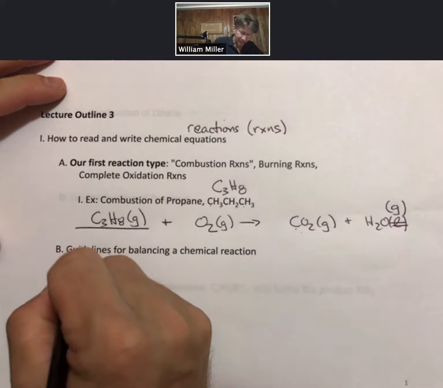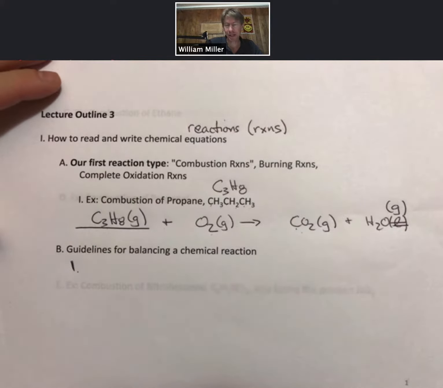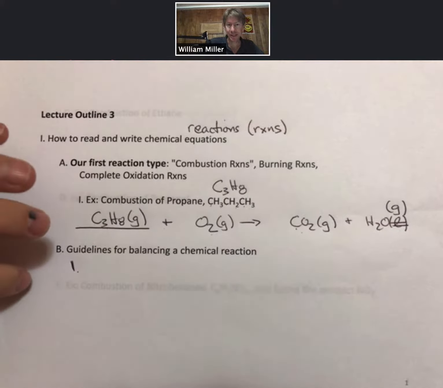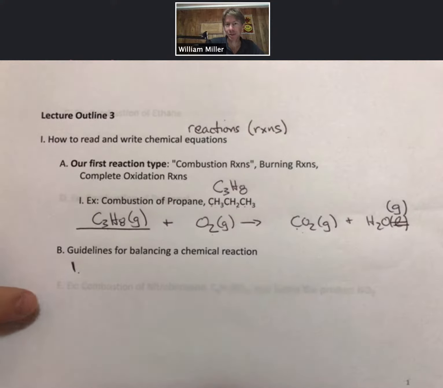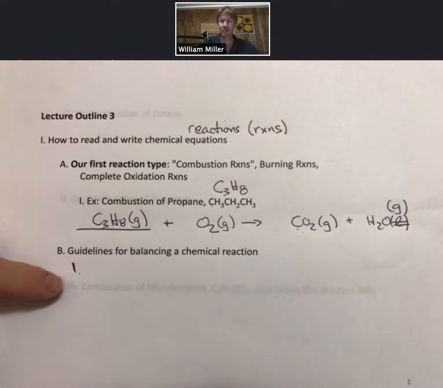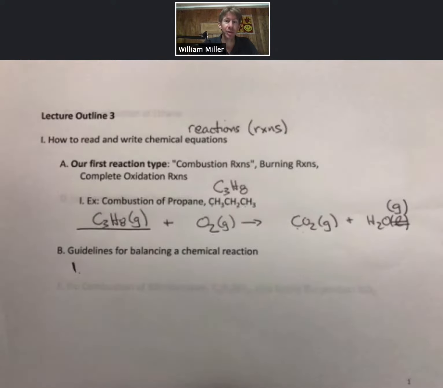Now, my guidelines for balancing a chemical reaction are going to be given here. And what I should tell you is there are many ways to balance a chemical reaction. I don't know how Khan Academy does it, but you might want to check it out. Lots of students have found them to have good ways of teaching chemistry as well. And as long as I can follow your work, you can balance reactions and do all of your work in this class however you'd like.